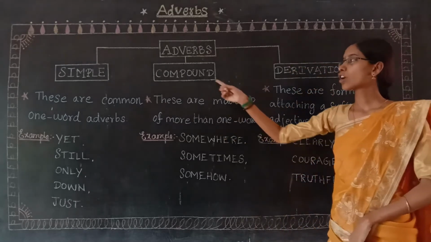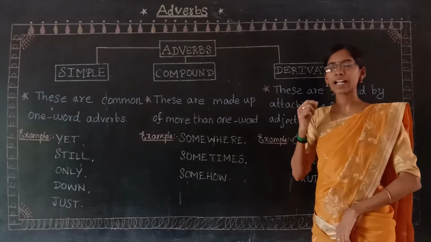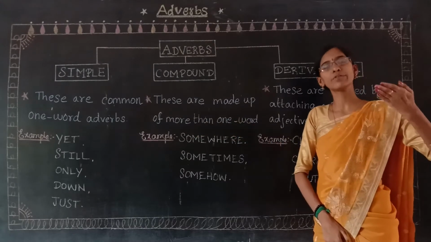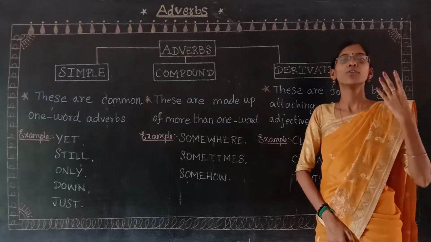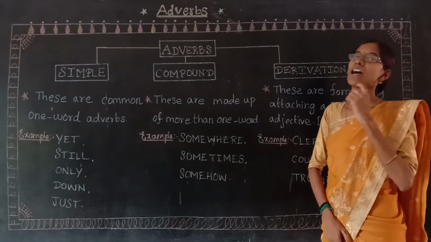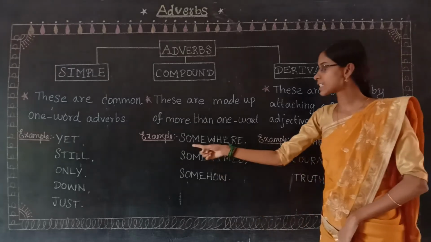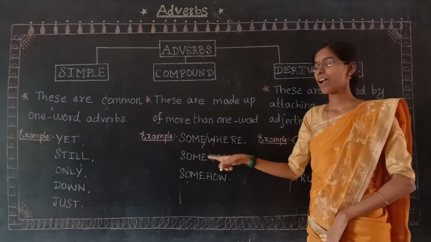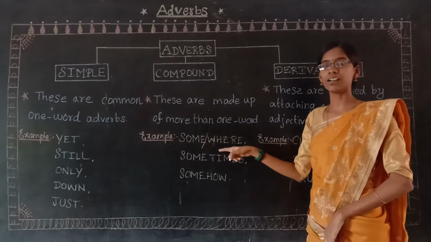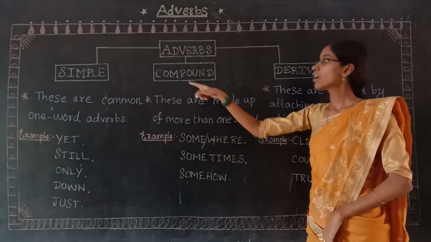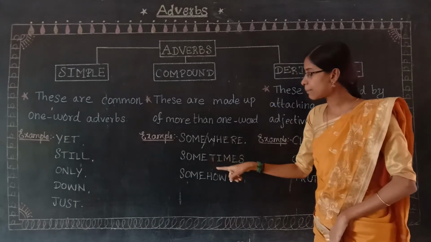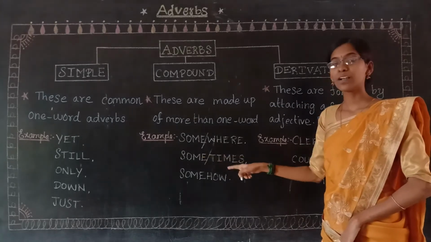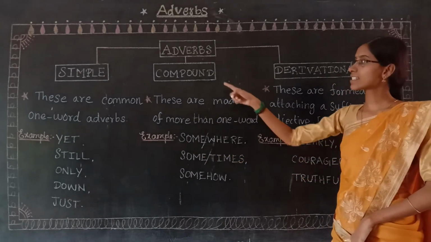Now coming to the compound adverbs. How will you define a compound adverb? As the name suggests, these are made up of more than one word. It may be 2 words or 3 words or 4 words joined together to form a compound adverb. See the example here, somewhere. Here we can see the 2 words: some is an adverb, whereas where is an adverb. They join together, or they are compounded together, to form a compound adverb. Next example, sometimes. Here some is an adverb and times is an adverb word, which together form a compound adverb.